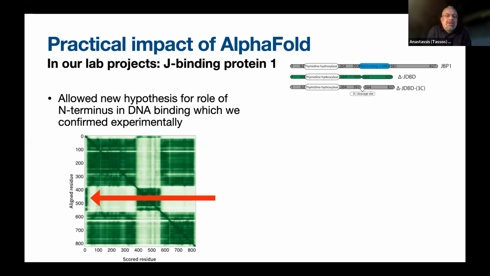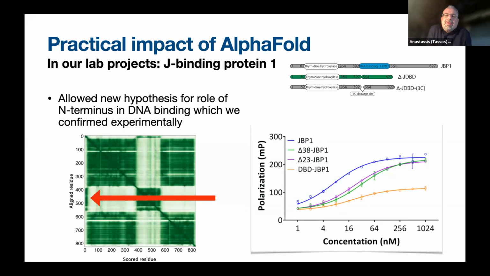And we formed a very simple hypothesis: if these 30 or so N-terminal residues seem to have co-evolved and are in a relatively similar position as the other part of the domain, could they also be involved in DNA binding? And indeed, we deleted these residues, and we showed through these assays that this N-terminal sequence is involved in DNA binding, something we had not suspected for nearly 2 decades.